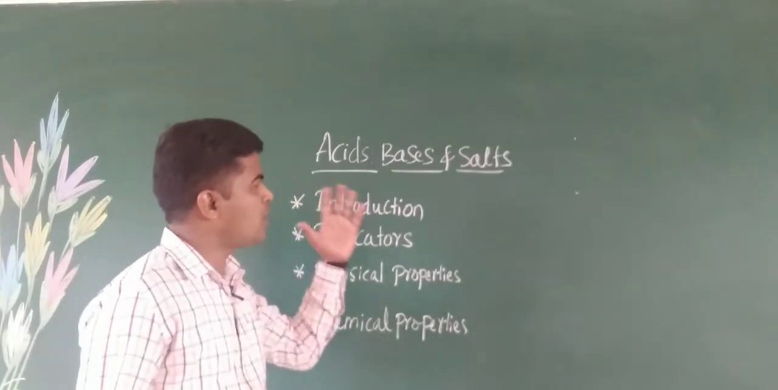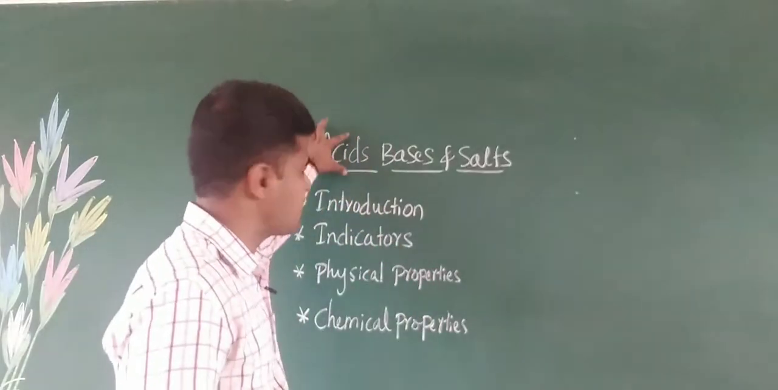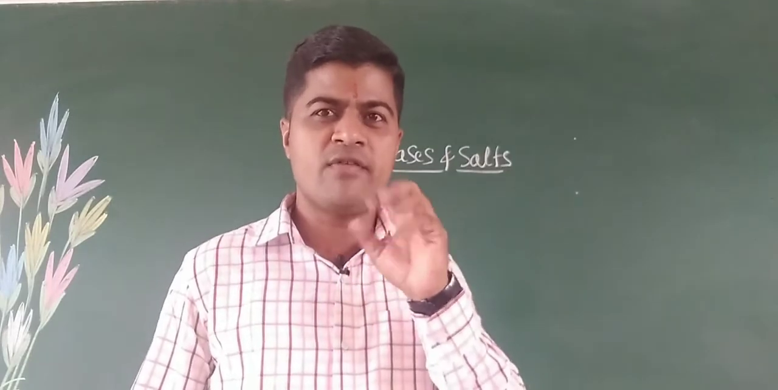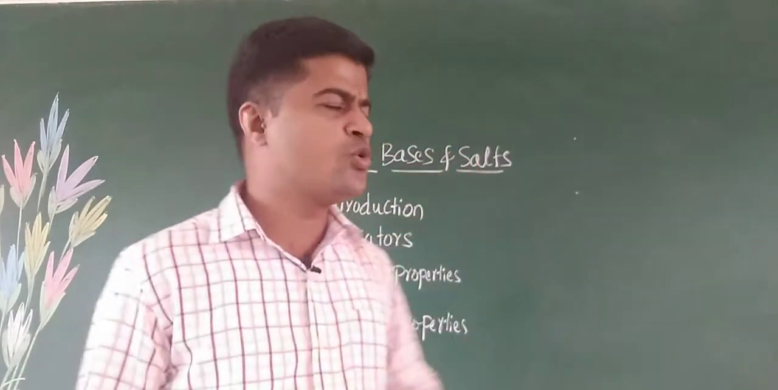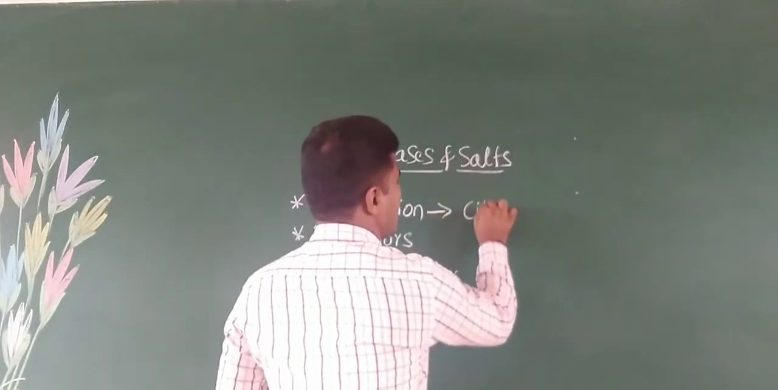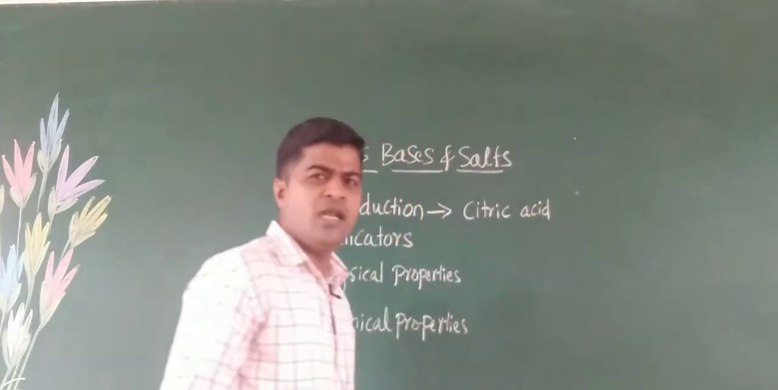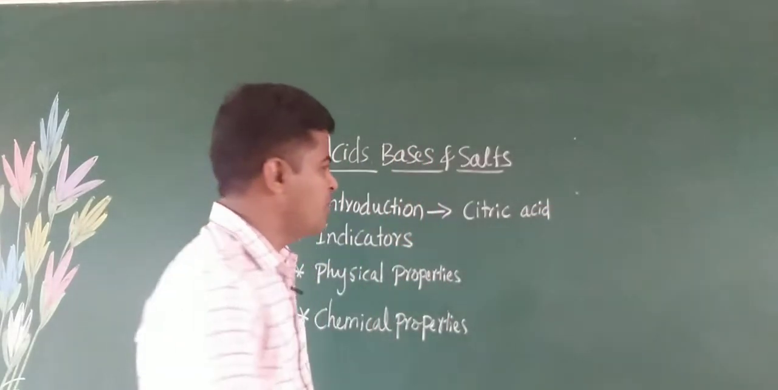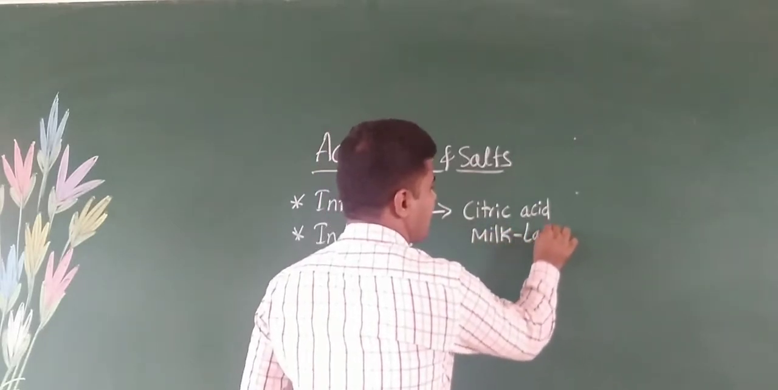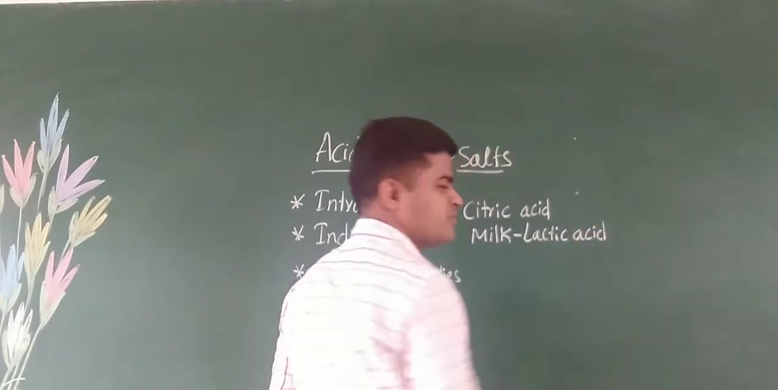So we'll take what acids, bases and salts mean. Everybody knows acids, which are used in our day-to-day life. I think lemon juice, everybody knows lemon juice. Lemon juice has citric acid. Milk, we drink milk daily. Milk consists of what? Lactic acid.